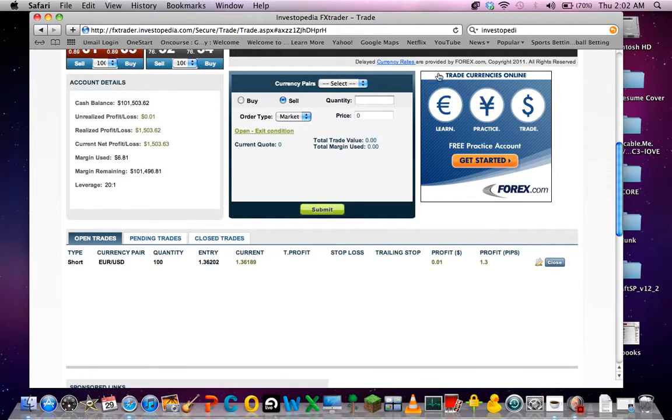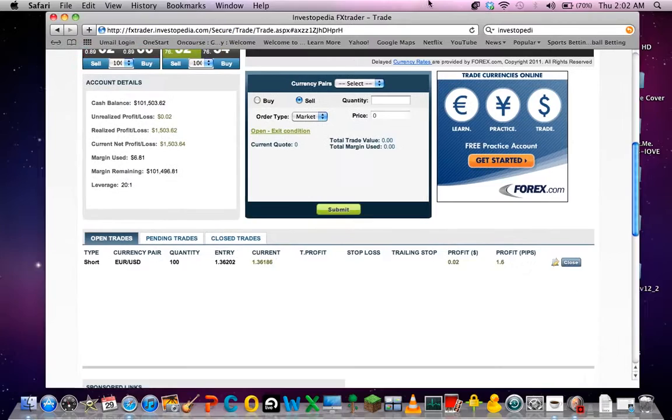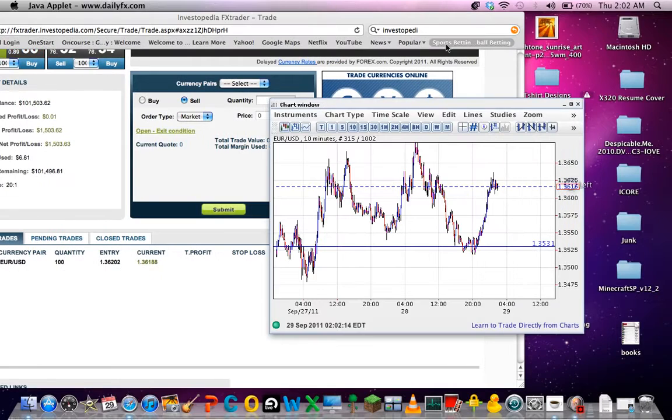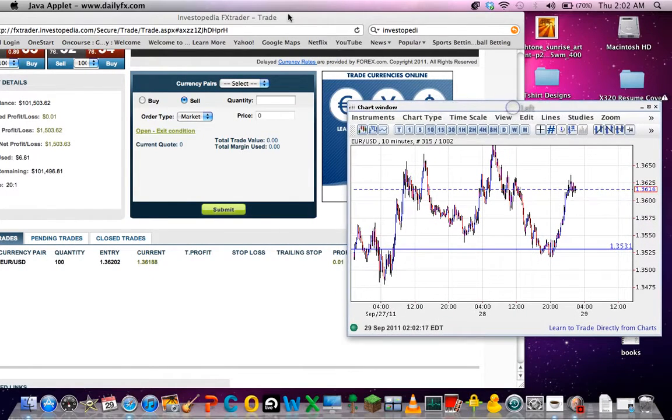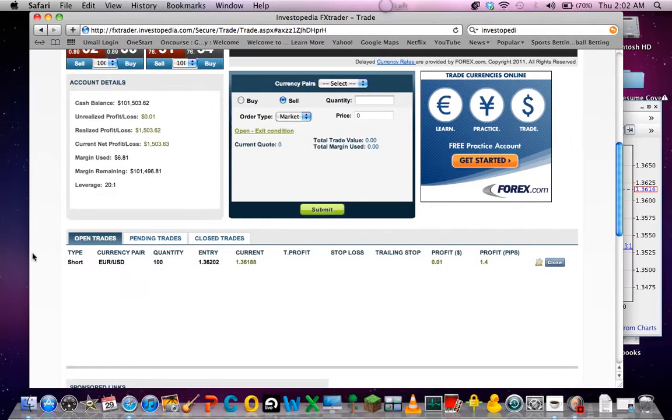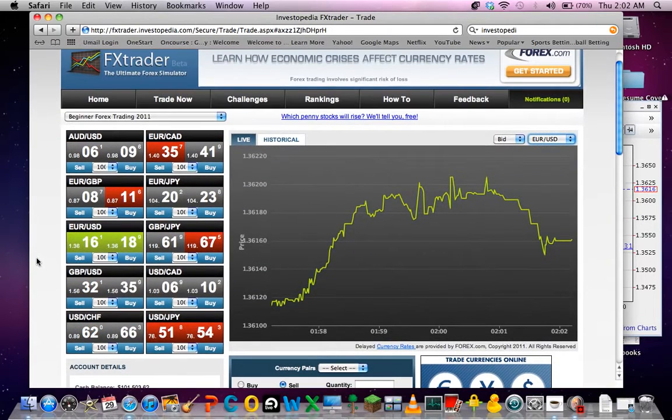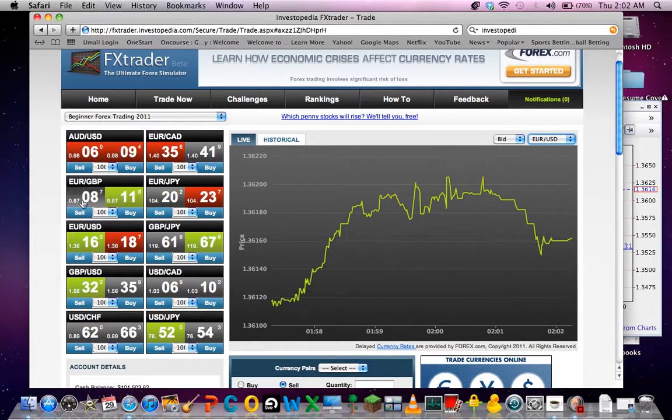Obviously from the point when I did that to now, it's only gone down about 1.6 pips. So I haven't really made too much of a profit yet. But hopefully if the trend continues, you could make a profit on that. So let's go up here again and talk a little more about the currency pairs over here and what this all means.